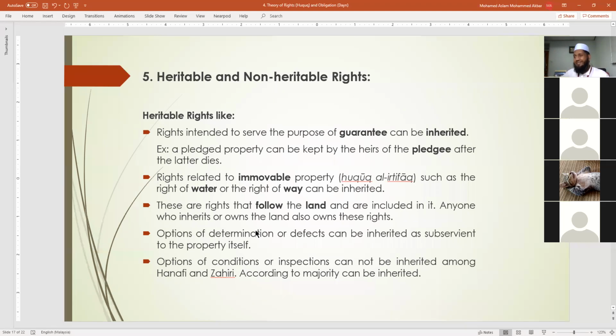Understand? All right. Rights related to immovable property, hukukul irtifaq, such as the right of water or the right of way, can be inherited. Very good. You see, there is a land, but there is also a water flow in that land. But that water flow is actually public, and it is not that you bought it. You bought the land, you didn't buy the water flow. That water flow is for everybody, but still you have a right. It is called hukuk al-irtifaq. I think probably we will discuss this again in the next class.